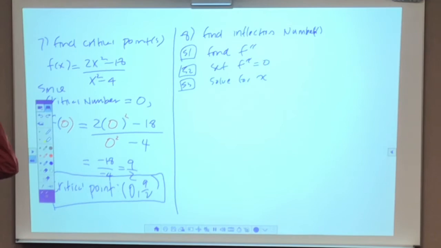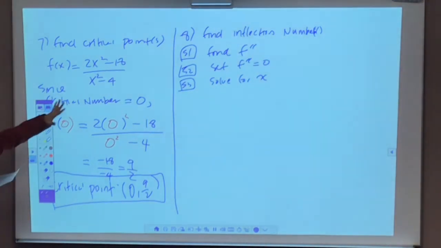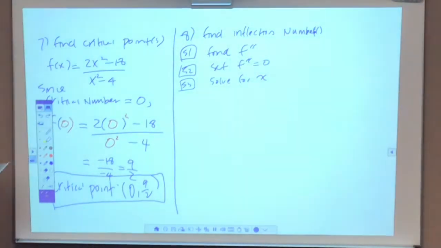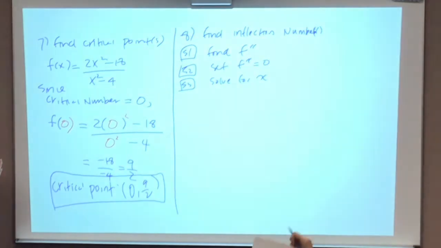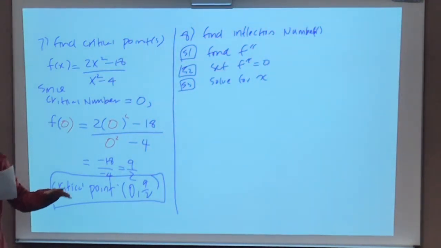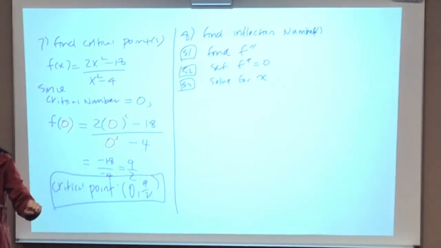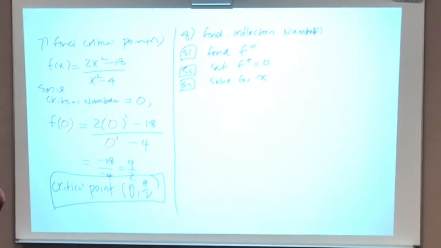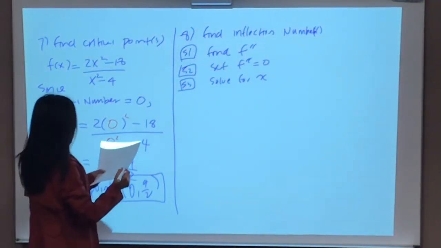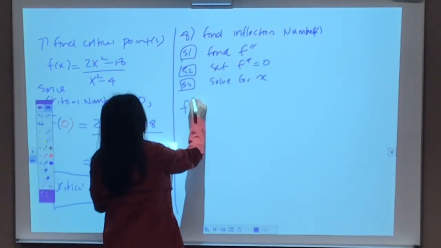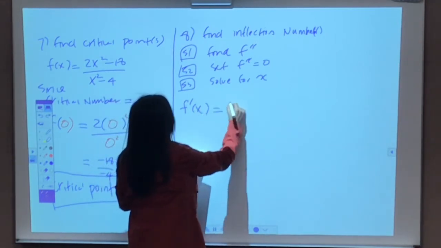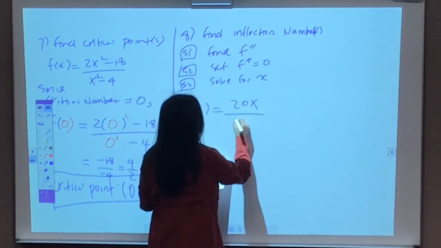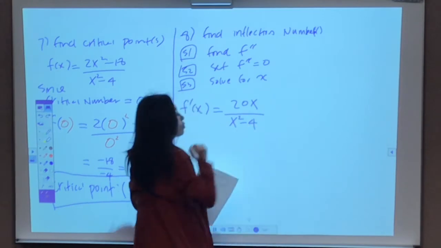All right, is everybody with me? So number 8 is just like number 6, but I'm doing the second derivative, not the first derivative. If the first derivative gives the critical numbers, the second derivative gives what you call the inflection numbers. Are you with me, class? Are you following me? So f prime of x is equal to 20x over x squared minus 4.